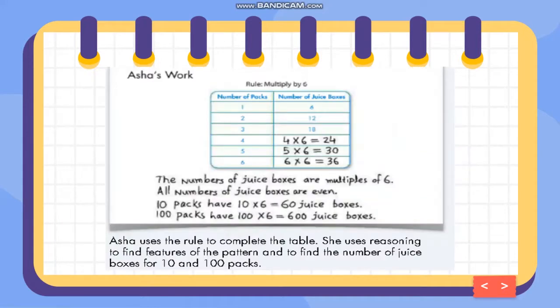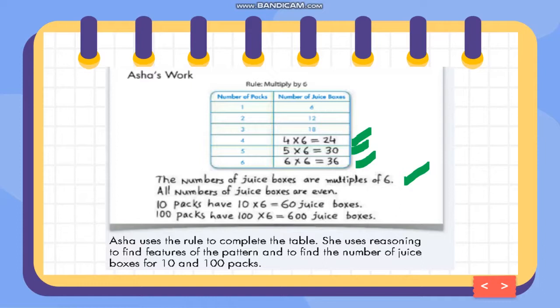Okay, so let's analyze this one. This is Aisha's work. What she did is the same thing that we did from the table. 4 multiplied by 6 is 24, 5 multiplied by 6 is 30, and 6 multiplied by 6 is 36. So the number of juice boxes are multiples of 6 because it is 6, 12, 18, 24, 30, and 36, and so on. So all the numbers of juice boxes are even numbers.